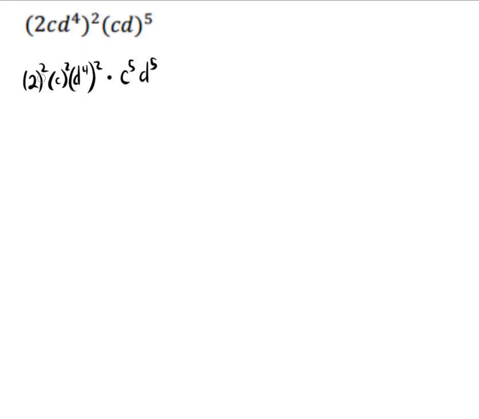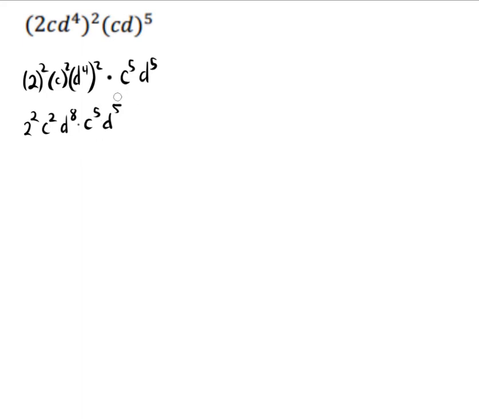All right, so I've applied the power rule now. Now I'm going to just simplify it a little bit. So I basically have 2 squared times c squared, right? All I did was do that. This one here, this power to a power rule is what I'm going to apply now. The power to a power rule says d to the 4 to the second power, I'm going to multiply those to get my answer. So I get d to the 8th times c to the 5th times d to the 5th. Okay, so that's a lot of stuff there.